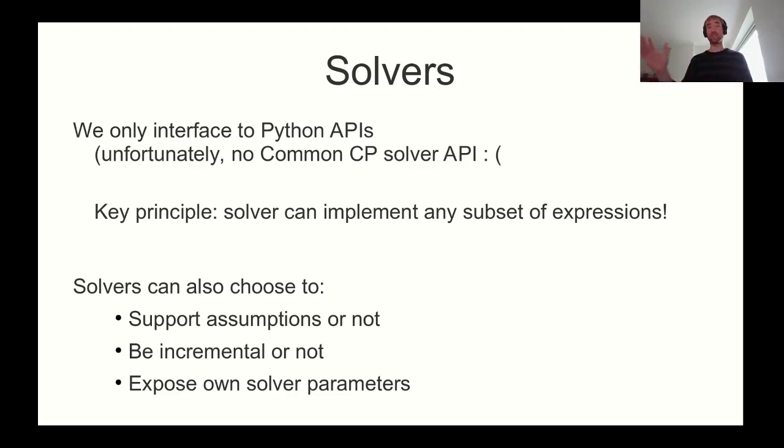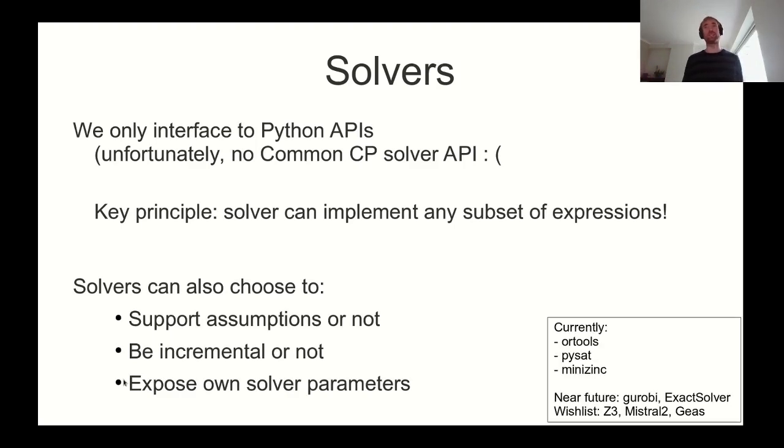For example, at the PySat, the Boolean variable, only if you use Boolean variables will it work. Otherwise, it will tell you, wait, I don't implement this. And that's fine. In CPMpy, you don't have to implement everything for every solver. The solver itself chooses what it implements. So it means that we can gradually extend it, or in some cases, you're not going to use that solver, and that's fine. Solvers can also choose to support assumptions or not, be incremental or not, and expose their own solver parameters. So that was a quick tour of the behind the scenes.